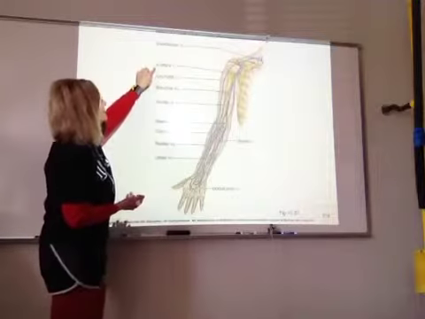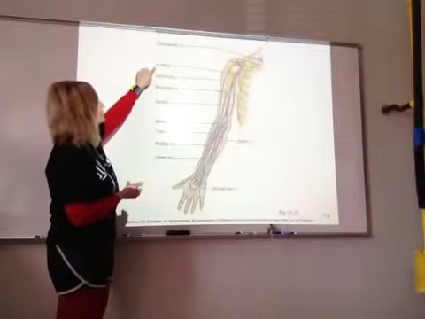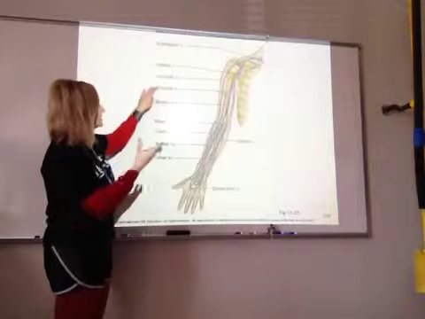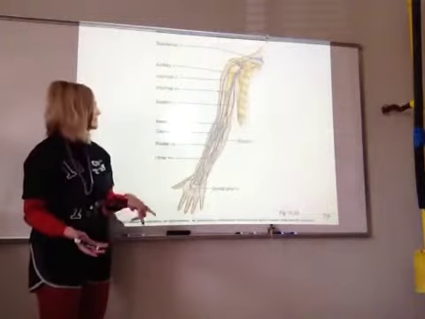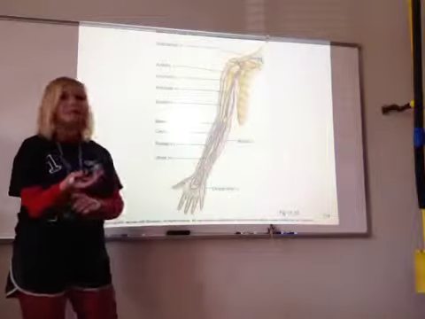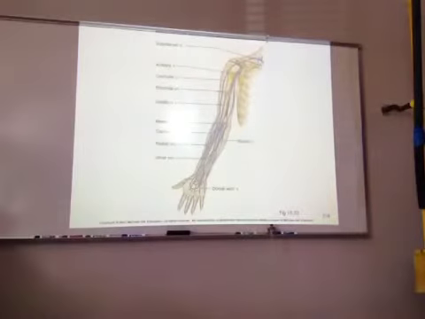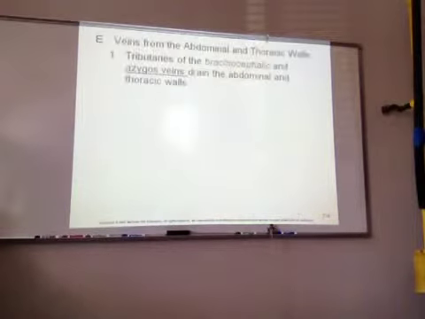Here I still have axillary, which is in my armpit region. Brachial is going to go down my arm. Radial vein is going to be on my thumb side. Ulnar is going to be on my ulna side. So they're pretty much the same.